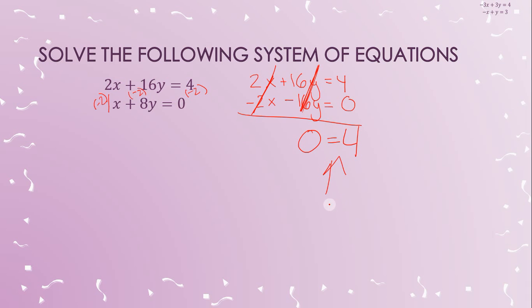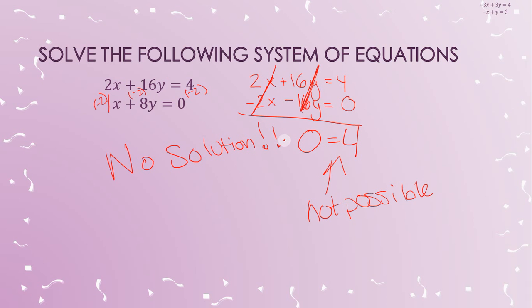Now if you remember from substitution, when you got something like this that was not possible, because 0 doesn't equal 4, right? We put for an answer, no solution. So you always know you do not have a solution once you find that you get 0 equals 4 or something that doesn't make sense.